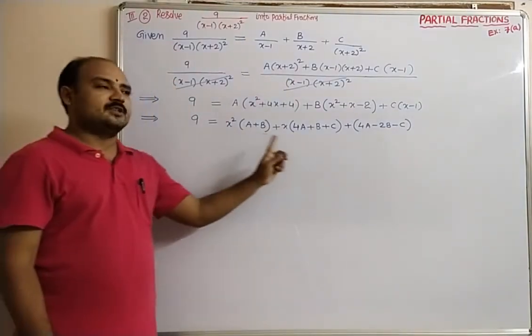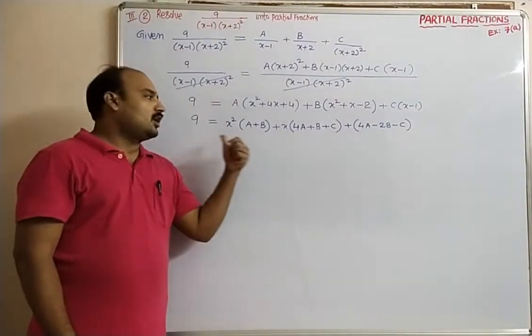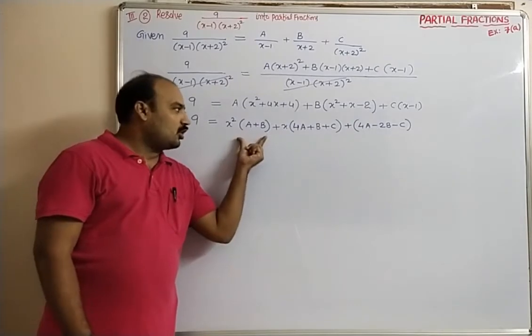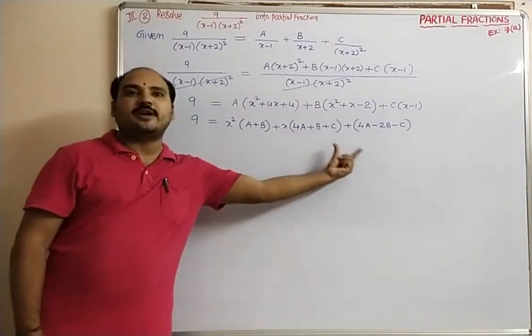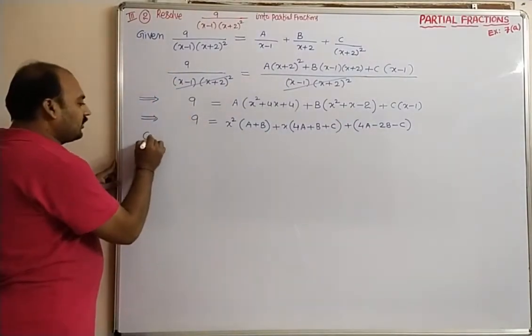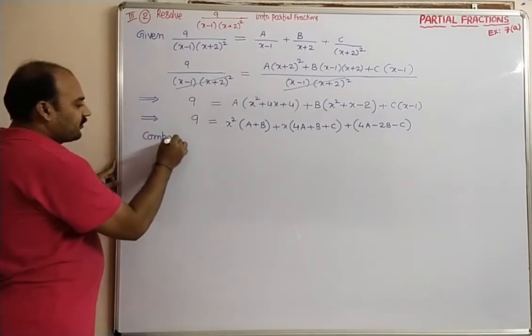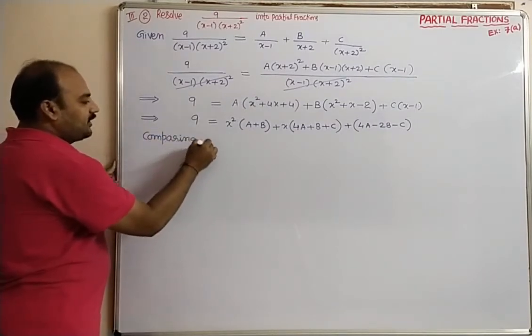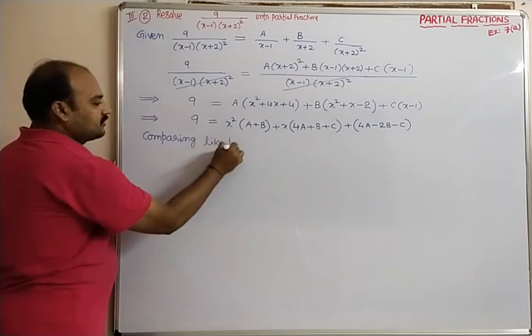After writing like this, comparing on both sides the x square coefficient, x coefficient and constant terms. Comparing like terms on both sides.